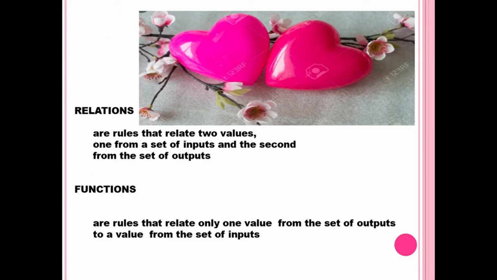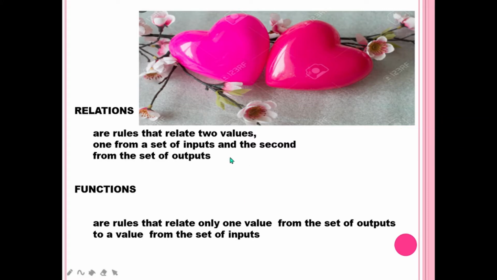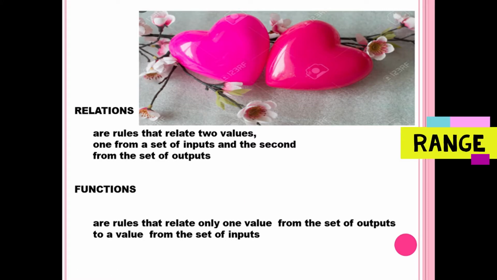As you notice on my screen, I have here hearts. It relates to our topic, which is relations. It should have 2 values. So relations, as defined, are rules that relate two values, one from a set of inputs, and the second from the set of outputs. Class, when we say inputs, we term that as our domain. And when we talk about outputs, that is our range.